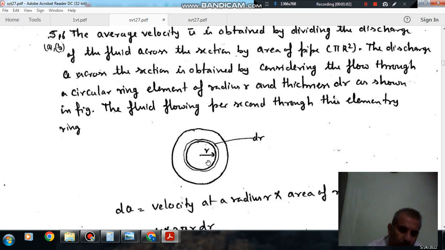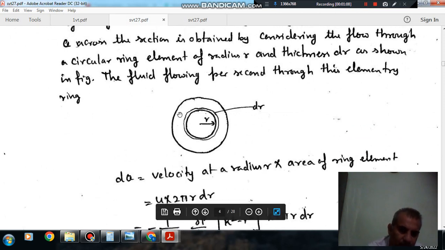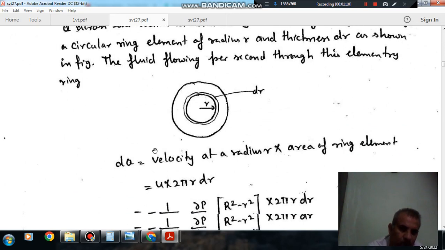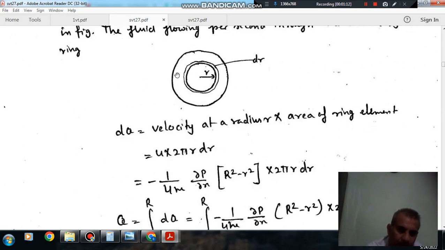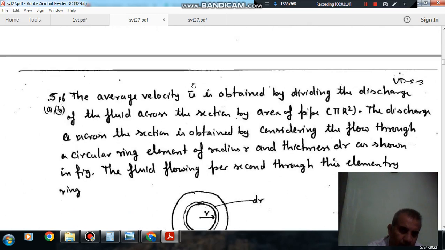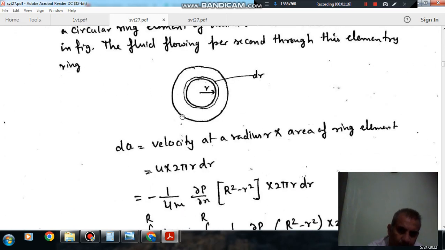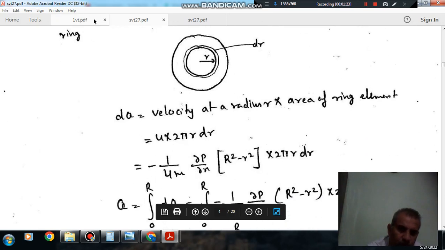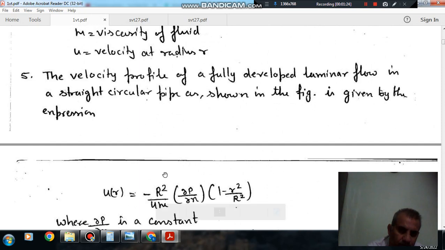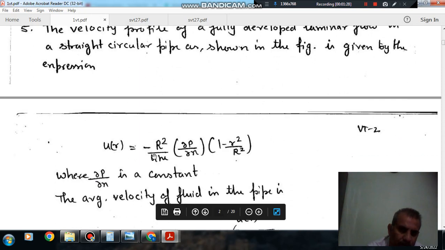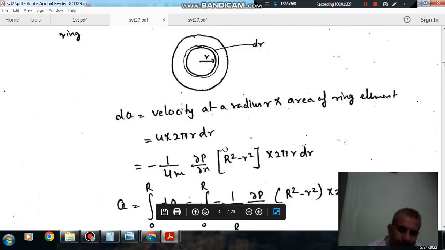So here, assume a small strip of thickness dr at radius r, and the discharge through that strip is dQ. The velocity through that strip is u. So the discharge can be written as u into 2 pi r into dr, and the expression for u is given as this. So we can write the value of u, and then it will be 2 pi r into dr.